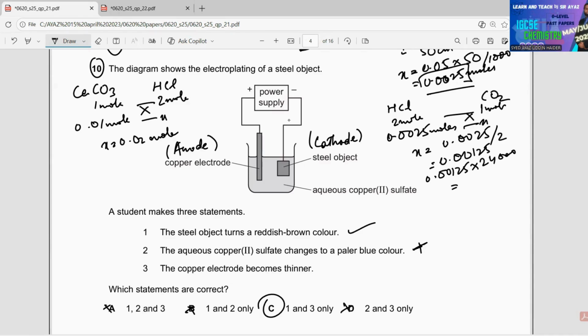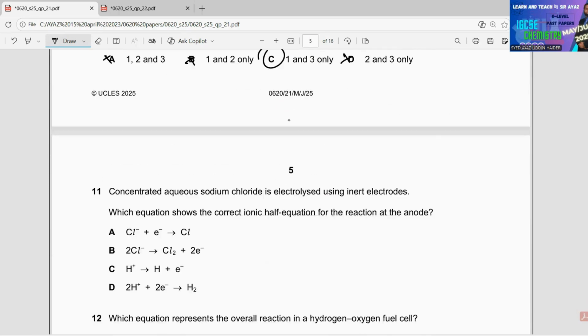For convenience, I'm reading the last statement again. The copper electrode becomes thinner. This is correct because it will dissolve to produce Cu2+ ions to compensate the loss of Cu2+ ion in the solution. C must be the right answer in this case.